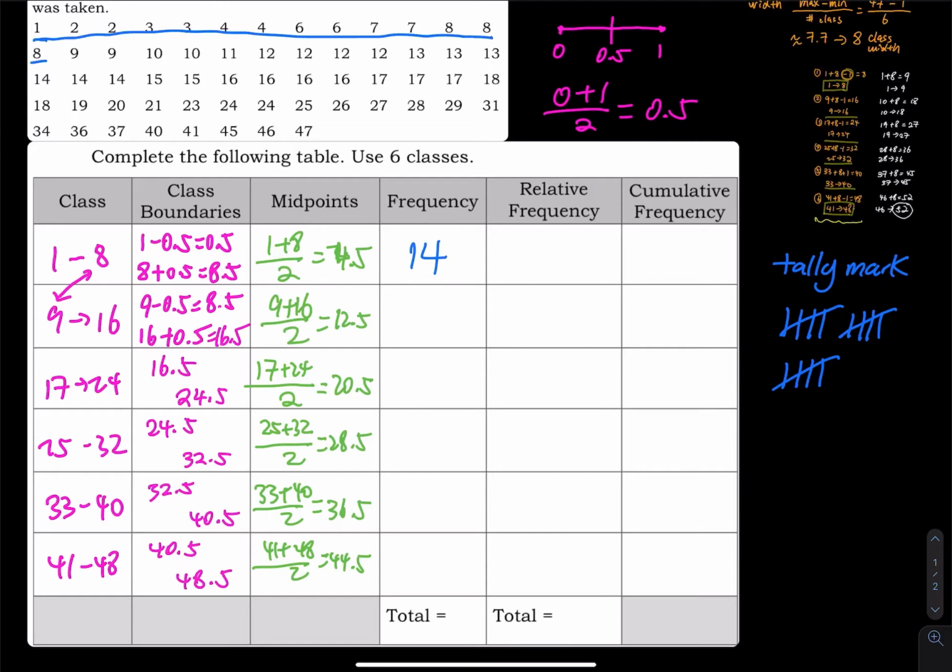But in some problems, they shuffle up the numbers. The numbers are not in ascending order. They shuffle up the numbers. Then you might want to use tally marks to help you because you don't want to miscount. You don't want to double count.